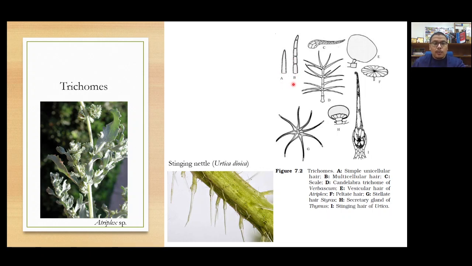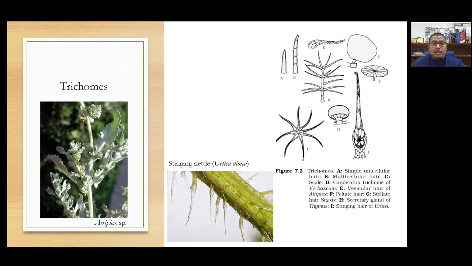Atriplex here has bladder-like unicellular glandular hairs with few-celled stalks. They have a stalk and a basal cell, and they can also secrete salt. So this is a special character for halophytes like this plant. Some trichomes can also secrete nectar, like in Abutilon, Rheum, and Rumex.